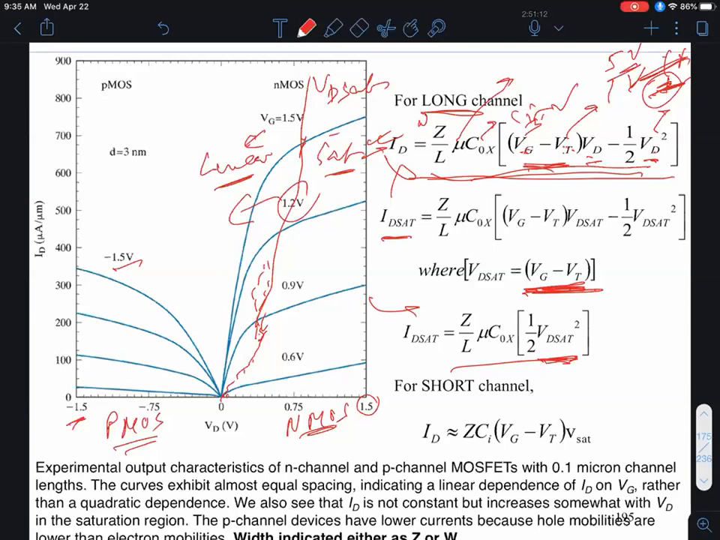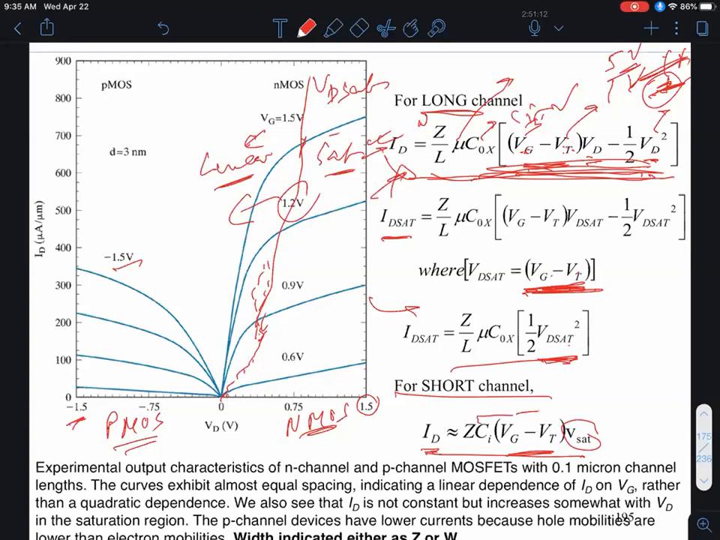Now, all that I've discussed is true for long channel devices. For short channel MOSFETs, where the channel length between the source and the drain is small, one finds that you end up getting a slightly different expression for the IV characteristics. What you see is the ID in the saturation region does not depend on VG minus VT squared over 2, as I've derived before, but rather has a linear dependency, more like VG minus VT times my saturation drift velocity. Why is that? It's very easy to derive that.